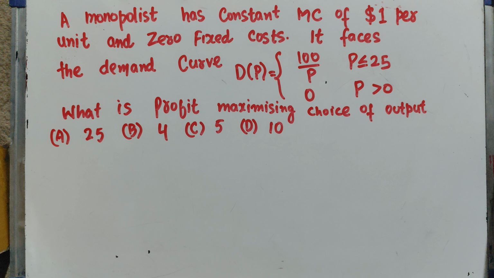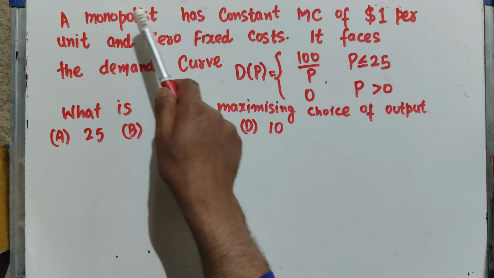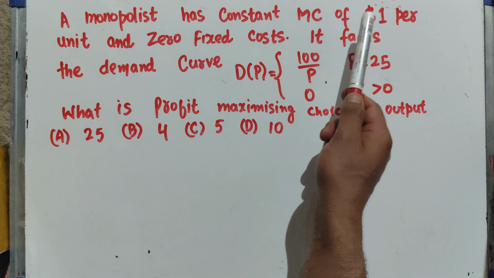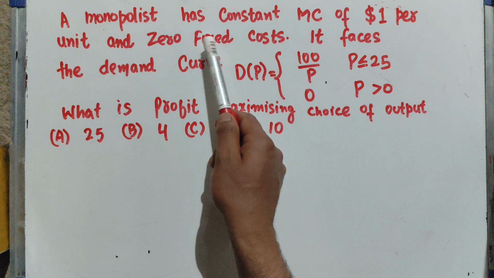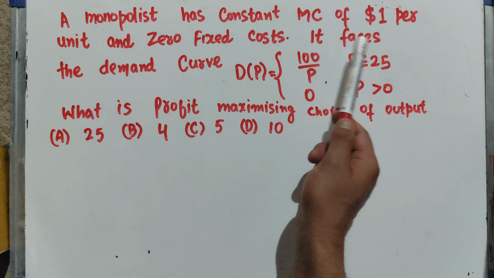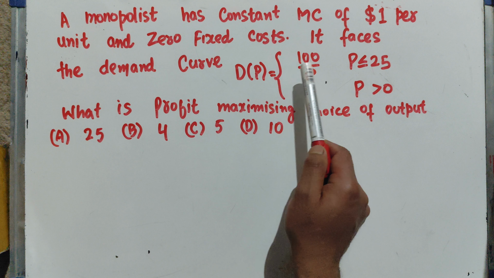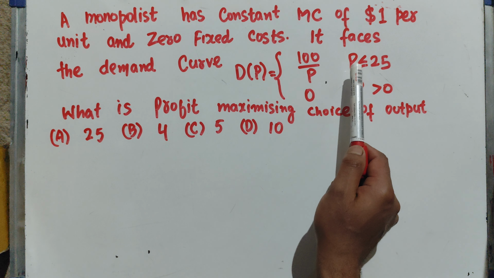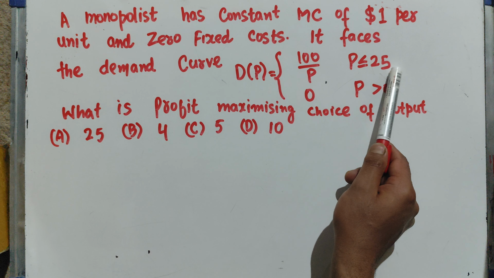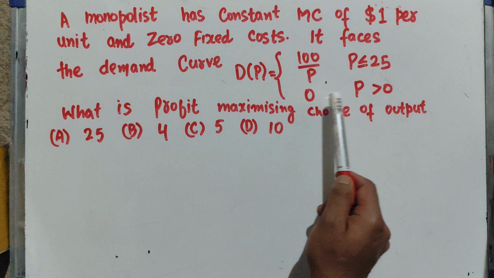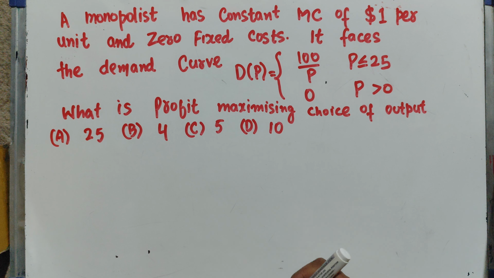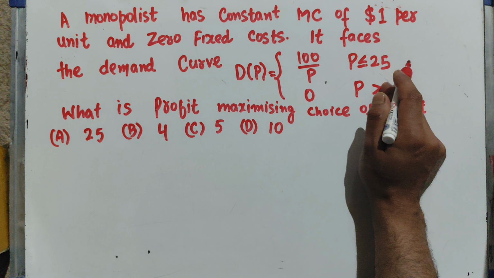In this video, we will solve an interesting question on profit maximization in case of monopoly. The question is, a monopolist has constant marginal cost of $1 per unit and zero fixed costs. It faces the demand curve, that is, demand is a function of price which is equal to 100 upon P, where P is less than or equal to 25, or demand will be equal to 0 if price is greater than 25. So I have written here 0, so it is actually 25.